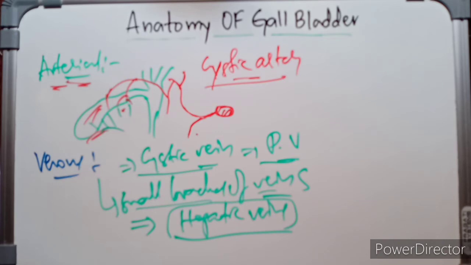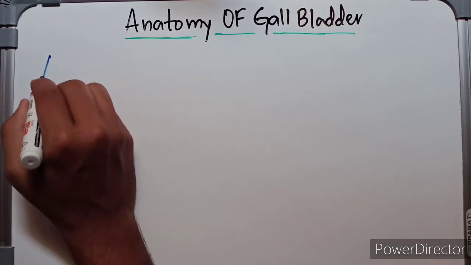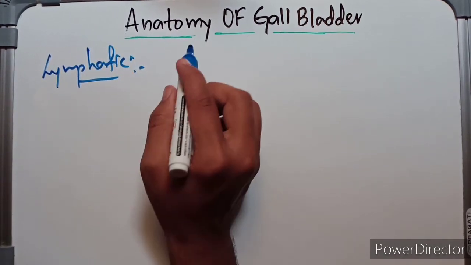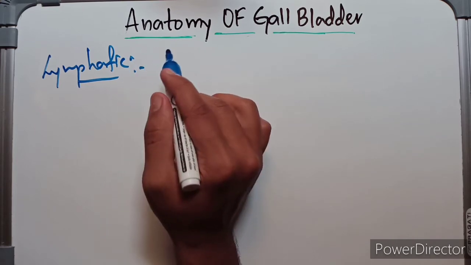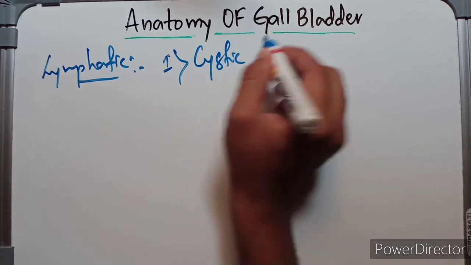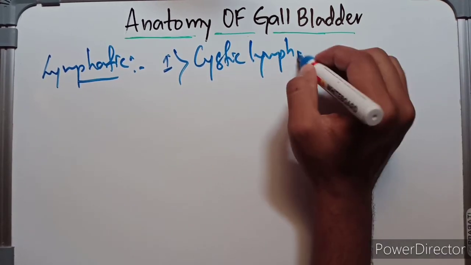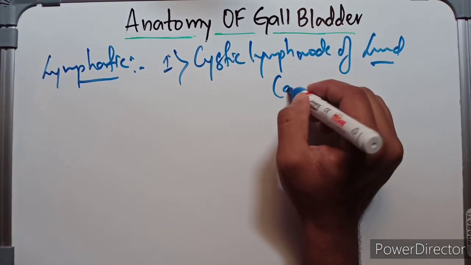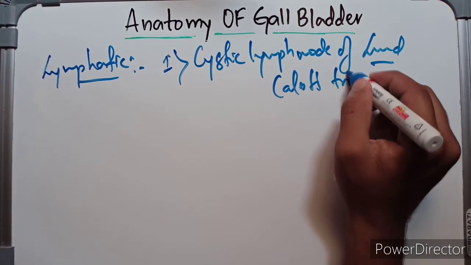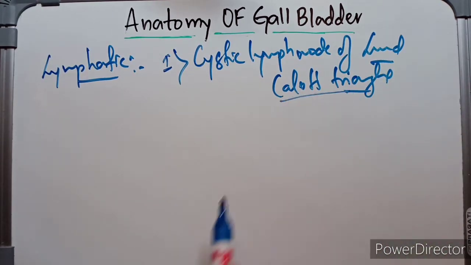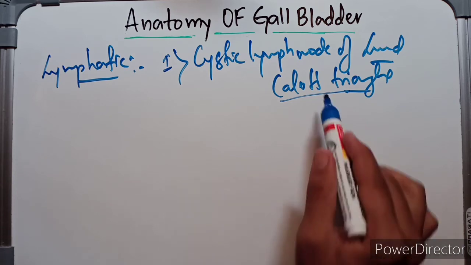Now let's discuss the lymphatic drainage of the gallbladder and also its nerve supply. So coming to the lymphatic drainage. What do we have in the lymphatic drainage? The majority of lymph vessels from the gallbladder will drain into the cystic lymph node of Lund. We have the cystic lymph node of Lund, and this is located in Calot's triangle, also called the cystohepatic triangle. We have discussed this triangle in another anatomy video. Please make sure to watch that.